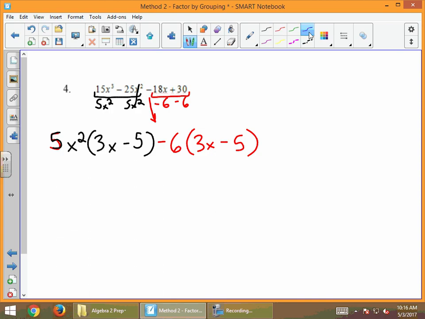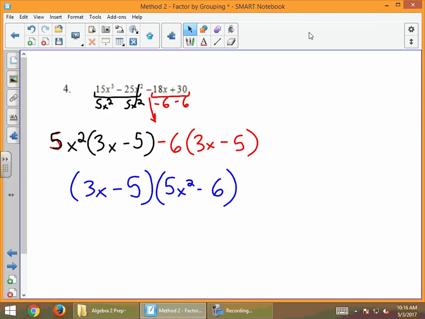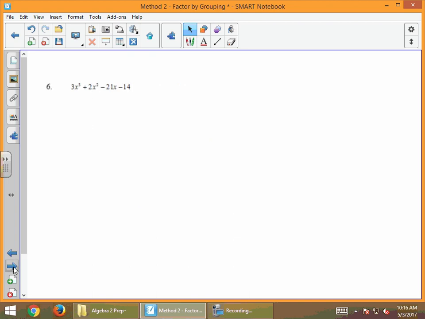Last thing I need to do, copy the duplicates. 3x minus 5. And then the leftovers. 5x squared minus 6. Questions with those? Okay. You know what comes after 4? 6.